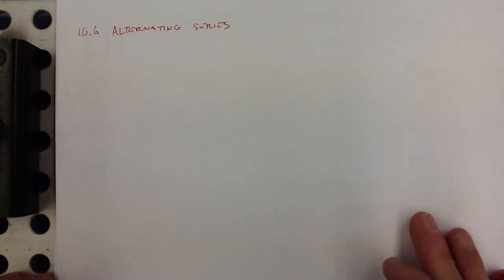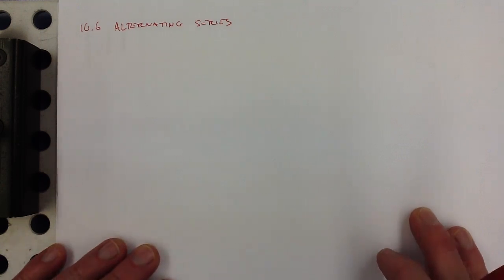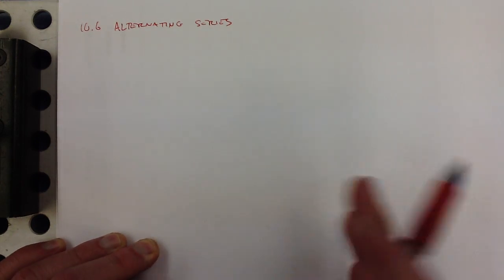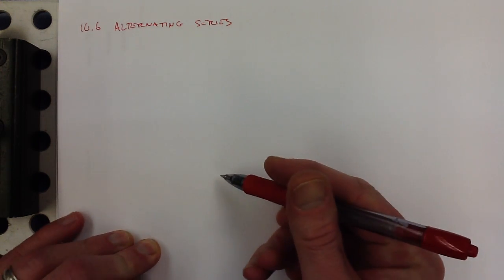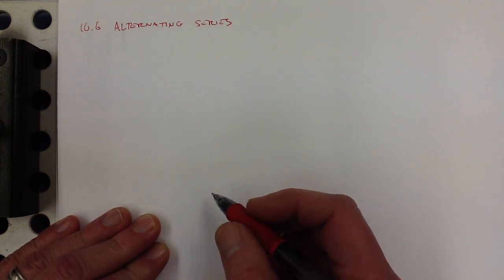Hey, this video contains the notes for section 10.6 about alternating series. An alternating series is a series that alternates signs, positive, negative, or negative, positive. What do we know about alternating series?